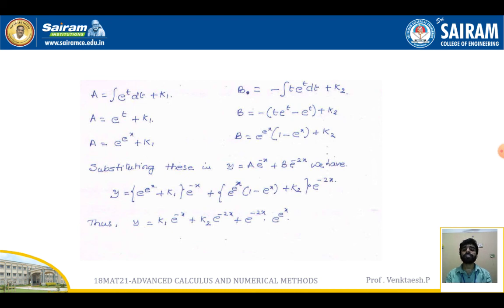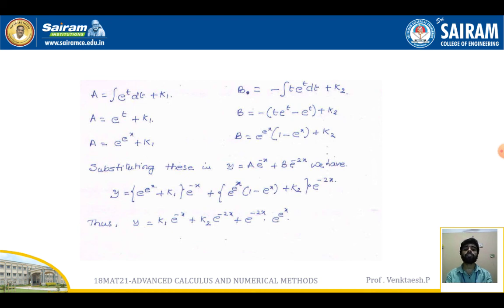So now replace this A and B in the assumed complete solution, y is equal to A e power x plus B e power minus 2x. We'll get y is equal to e power x plus k1 e power minus x plus e power x times one minus e power x plus k2 e power minus 2x.